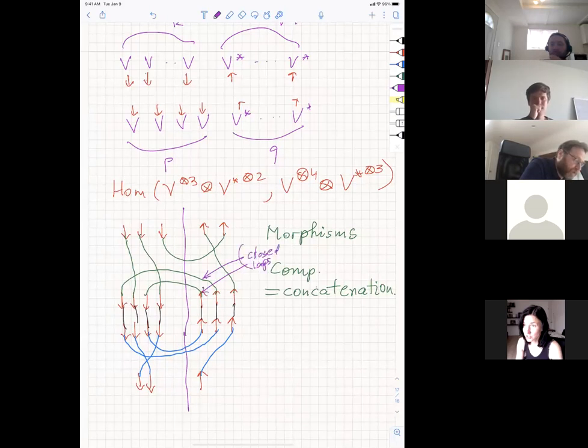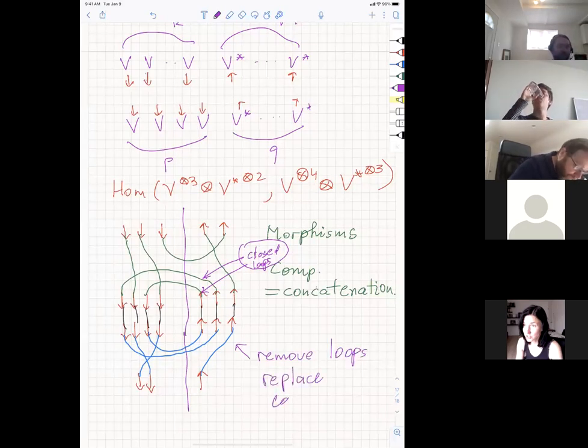And that wasn't allowed. So this is not a picture of the kind I had before. However, I can compute what this is in my category of representation. So closed loop just means that I take the trace of the identity operator on the space V, and that computes the dimension of V. So this means that I can remove the loops, and then I can replace each loop by a factor of n.